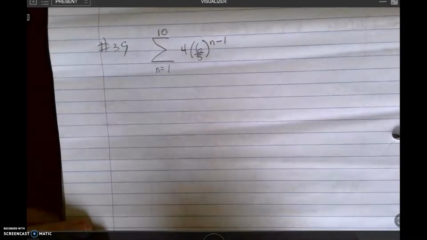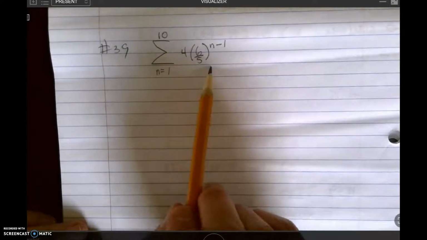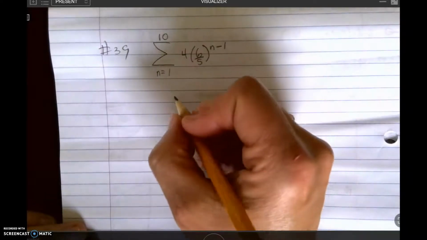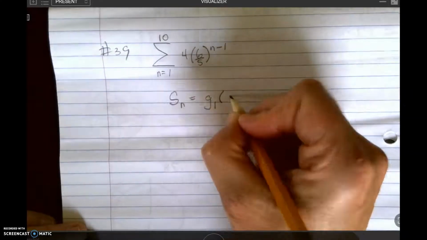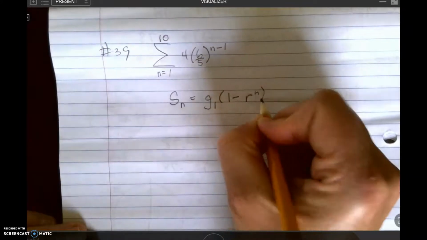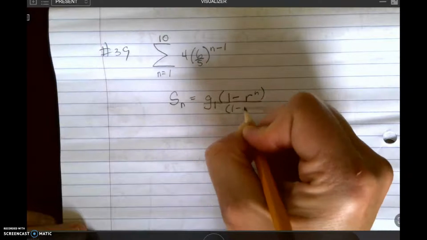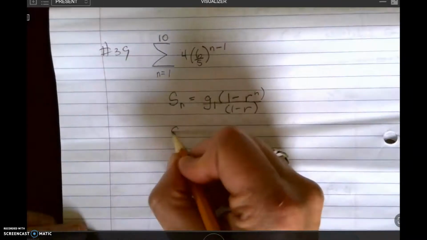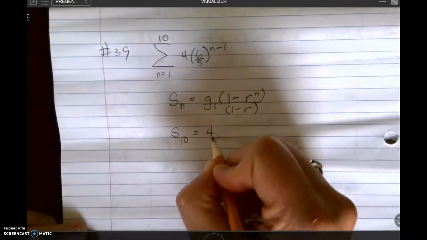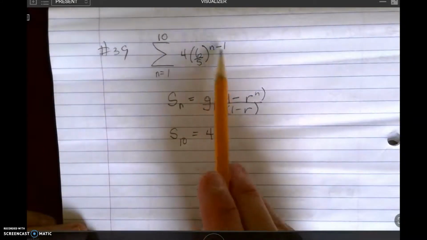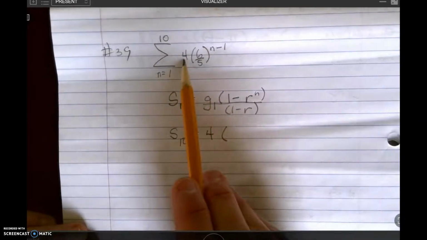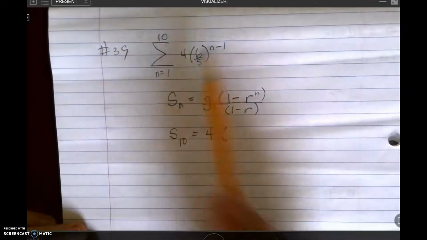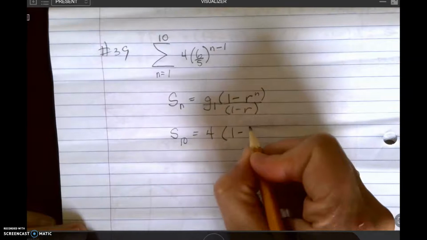For 39, I'm asked to do the summation from 1 to 10 of this geometric sequence. Since it's a summation of a geometric sequence, I'm going to use the formula S sub n equals g sub 1, which is the first term, times 1 minus r to the n, all over 1 minus r. So S sub 10 is the first term, which is 4. And I know that 4 is the first term because this exponent is n minus 1. If the exponent was n, this would be the 0 term, but since it's n minus 1, this is the first term. 1 minus 6/5.